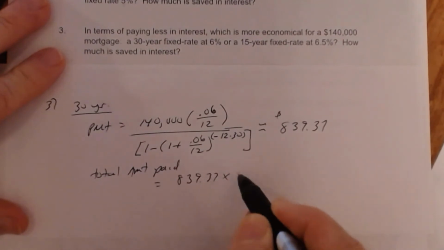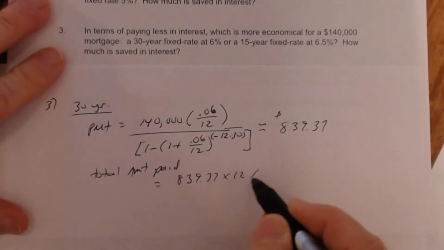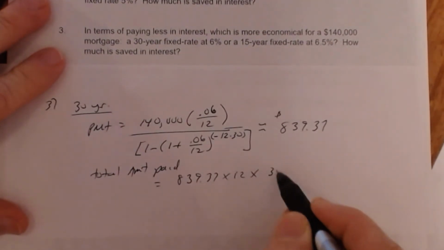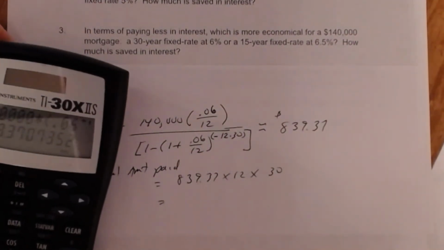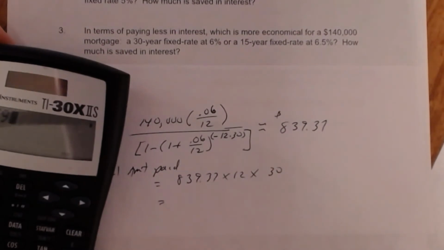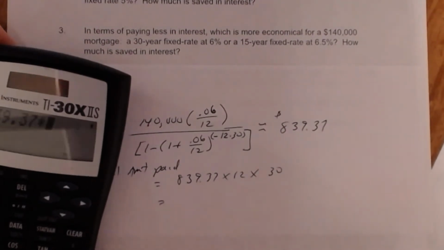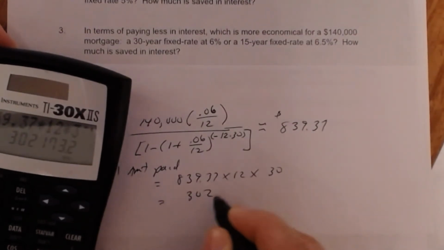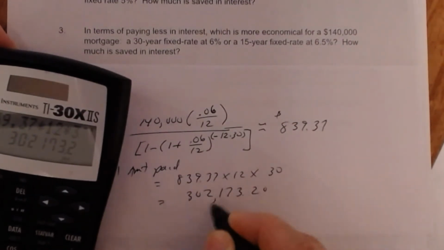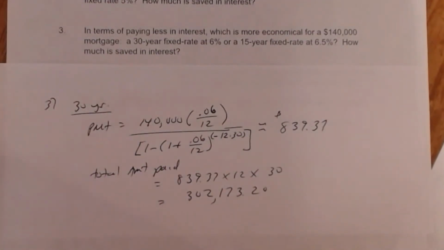$839.37 times 12 months in a year, and then, so that's 1 year. This is for 30 years. So you're going to end up paying altogether $839.37 times 12 times 30, and that is $302,173.20.